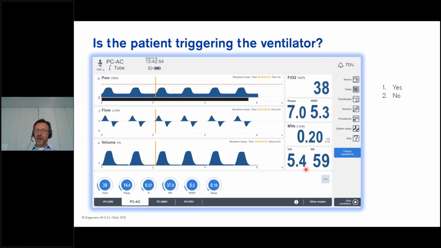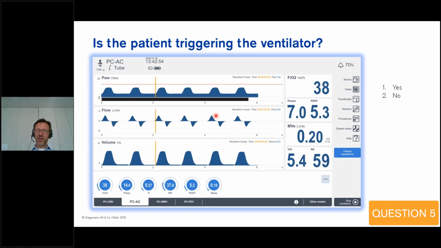Next question, very simple question. Is the patient triggering the ventilator here? And we have here a black bar below the pressure line with the pressure curve. And the reason for this is that in this ventilator, the Babylog VN600, every trigger is illustrated by a small bar below the pressure curve. So, therefore, it covers this line.